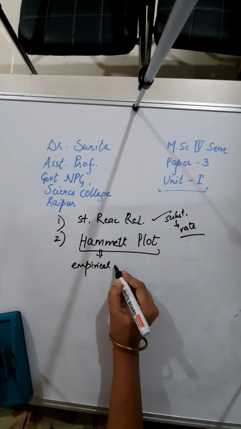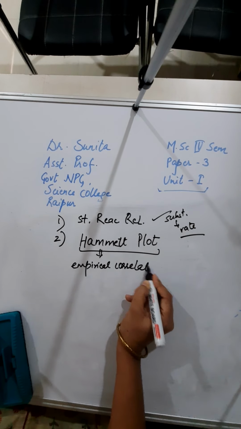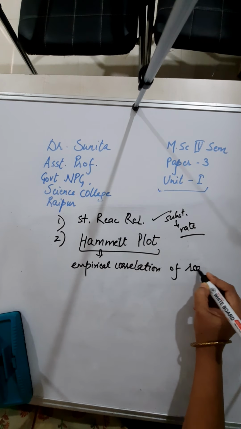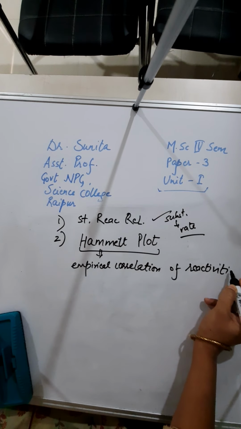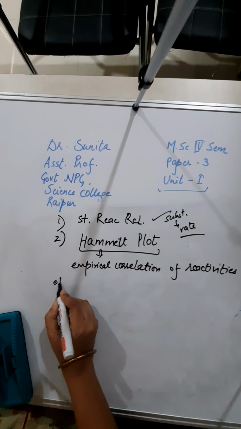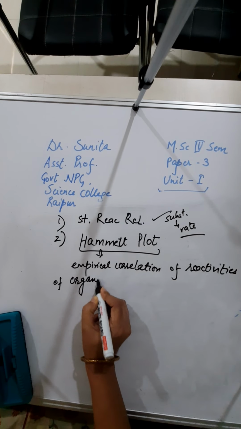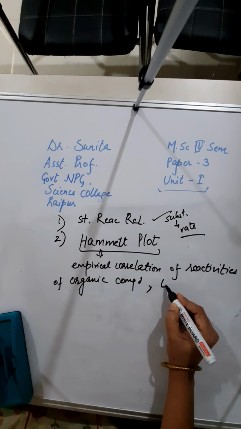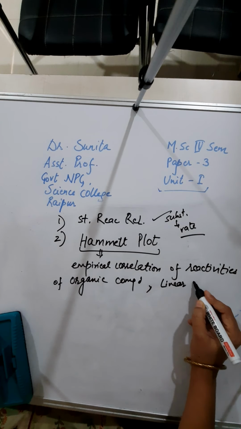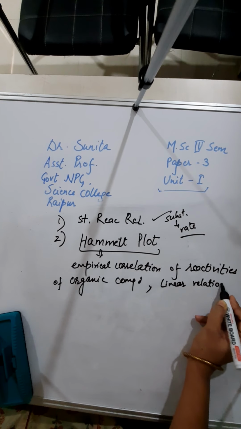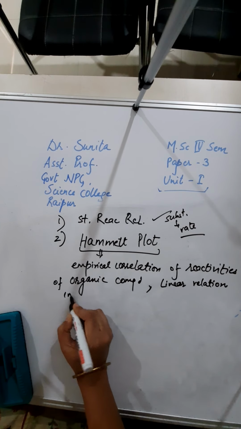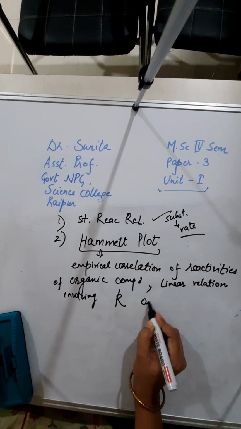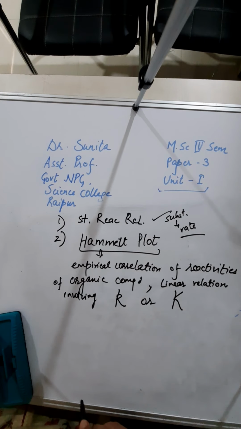Hammett plot is an empirical correlation of reactivities of organic compounds that are linear relations involving rate constant or equilibrium constant.